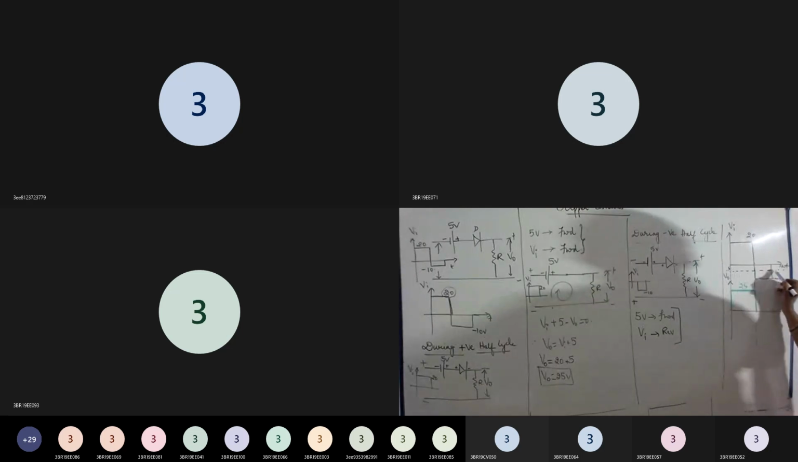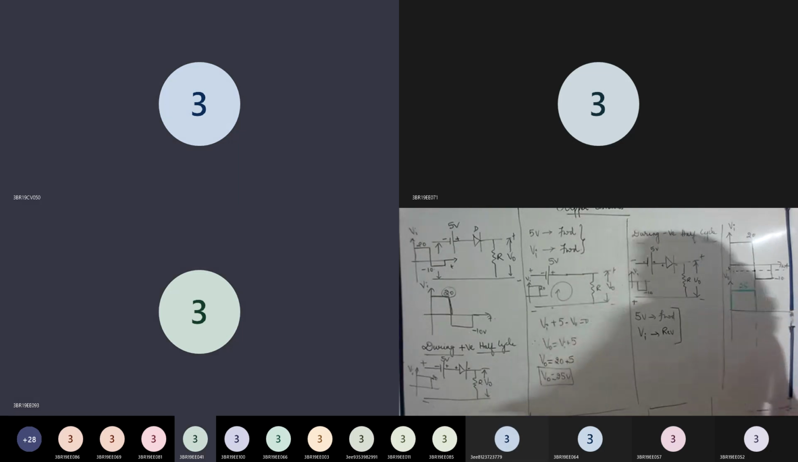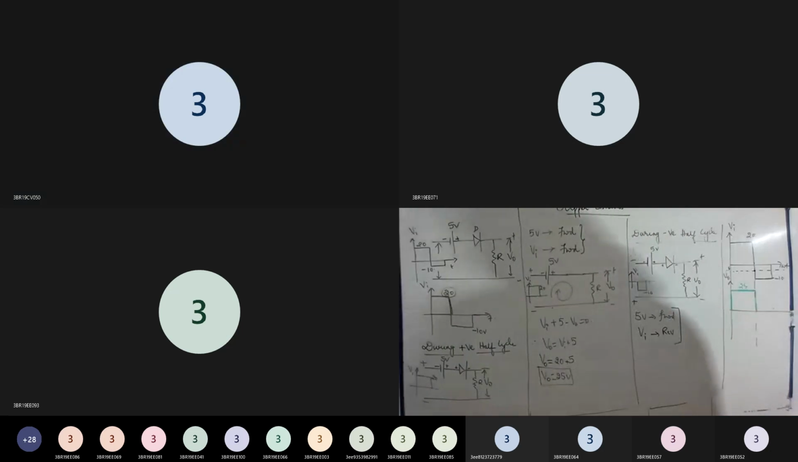I have drawn. This is minus 5 volt, right? This is minus 10. Minus 10 is nothing but Vi. Correct? It's very clear, no? See, observe. This value and this. This is here and this is here. So which one is more negative? Minus 10 is more negative than minus 5.